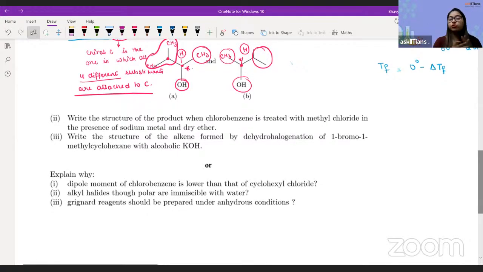Now, this is the way. When you are writing this answer, you have to first of all explain it to the examiner: what do you mean by a chiral carbon? And then show it. Draw the structures individually and show it.